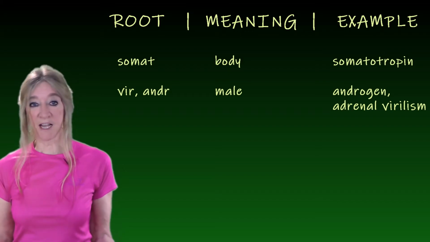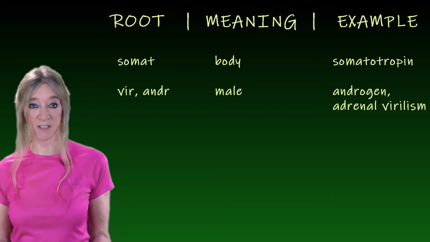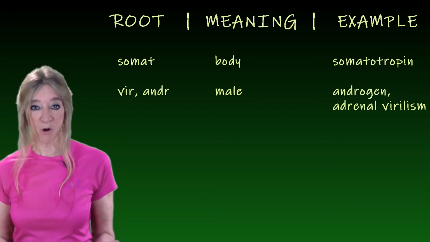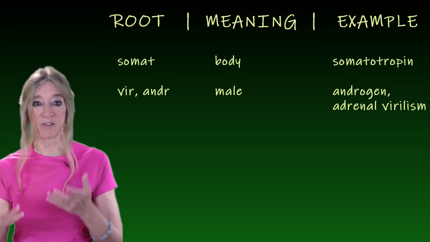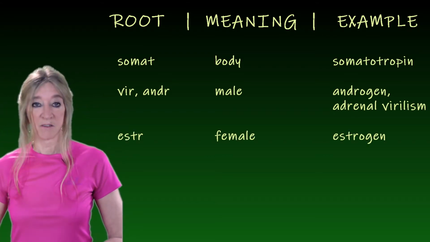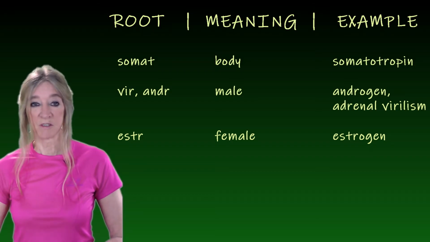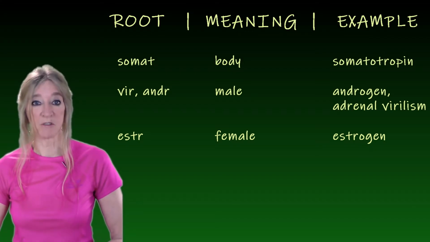And in everyday life, you see these roots in words like virile, meaning masculine, or androgyny, meaning a sort of mix of the two sexes. Androgyny, an androgynous person, looks both male and female. The next root, estra, meaning female. An example, estrogen, a female sex hormone.